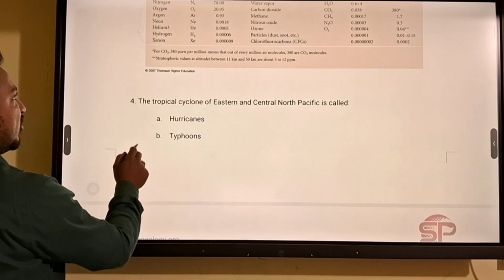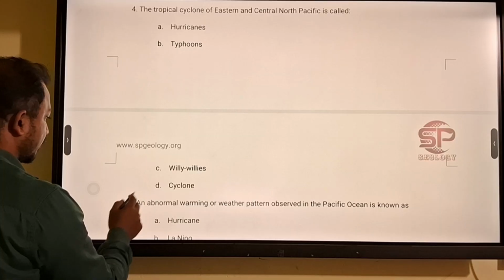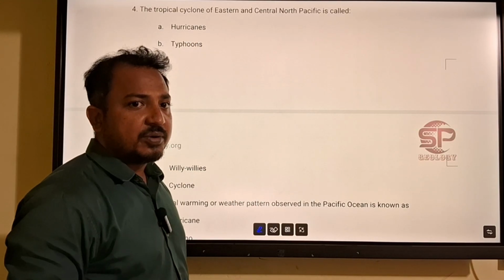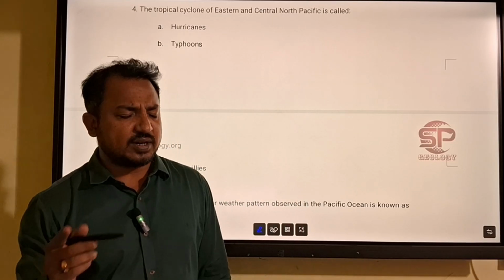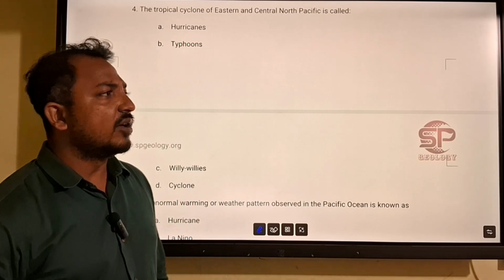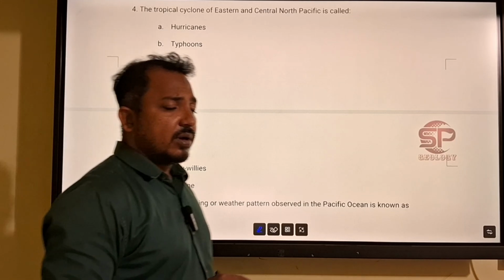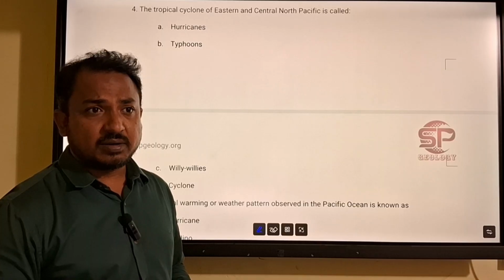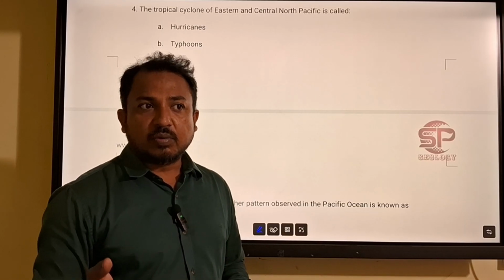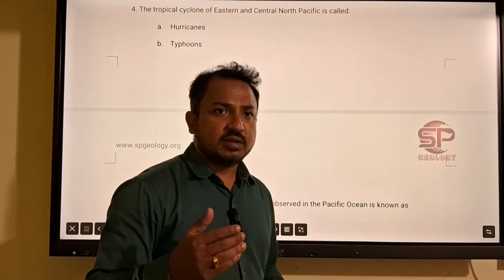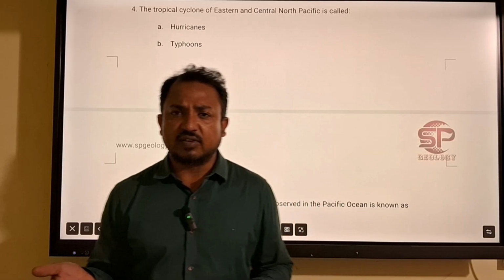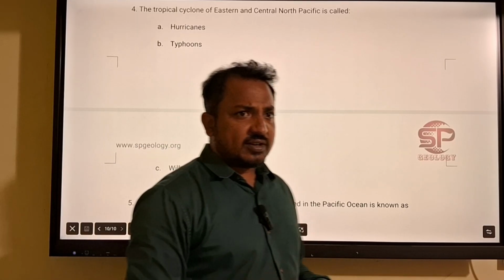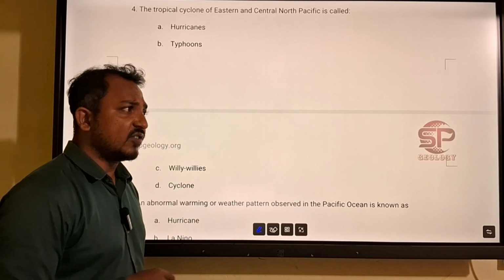Then, tropical cyclone in the eastern and central North Pacific. Tropical cyclones occur between 5 to 20 degree latitude on both the north and south side of the equator. They are produced in the tropical ocean because of the warming of the ocean. When ocean temperature reaches 26 to 27 degrees, they produce a low pressure region where air rises, and because of the Coriolis effect, the air produces a rotating effect, which we call a cyclone.